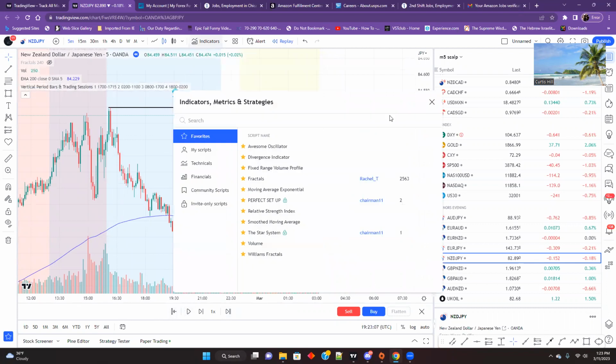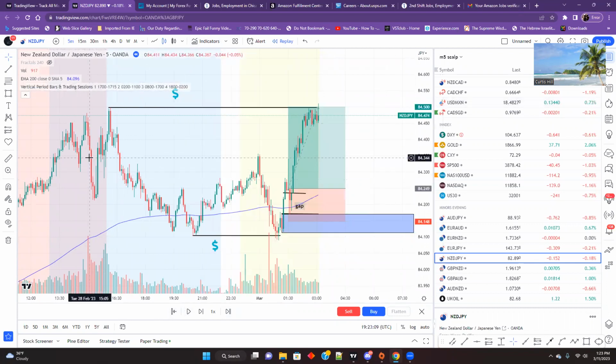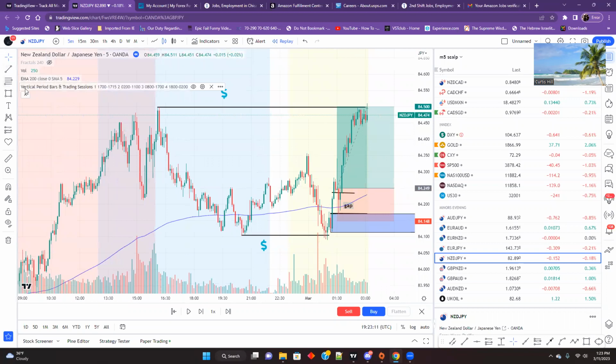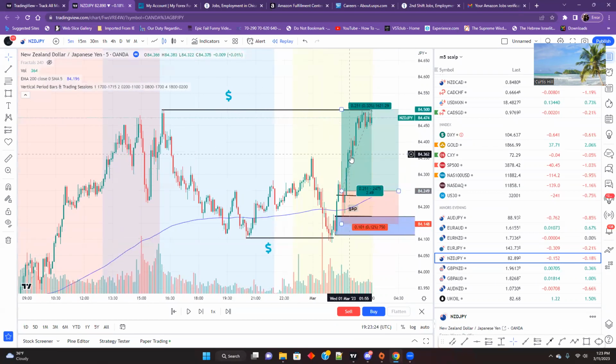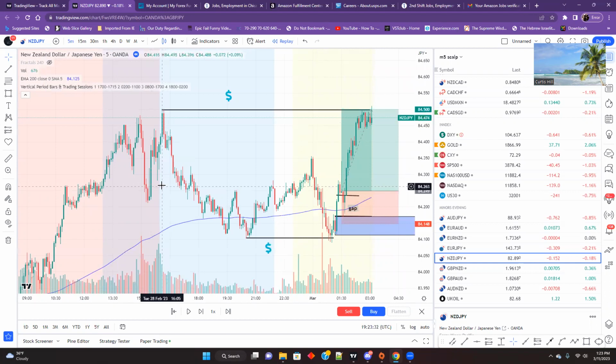You don't need to use this indicator of session breaks, but if you type in vertical period bars and trading sessions, this will come up so you can see that's the session high, that's the session low. Price took out all liquidity for that session already. So I already knew that we were looking for a pull up, foundation, gap fill, break of candle, TP where the next liquidity is at. It's really simple.